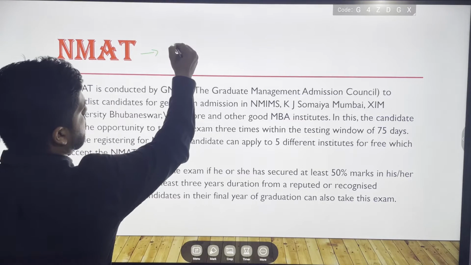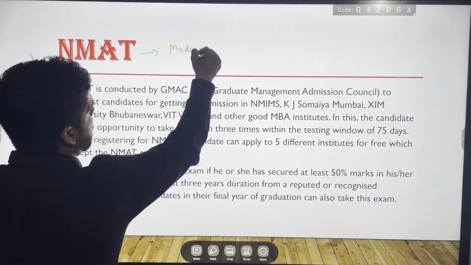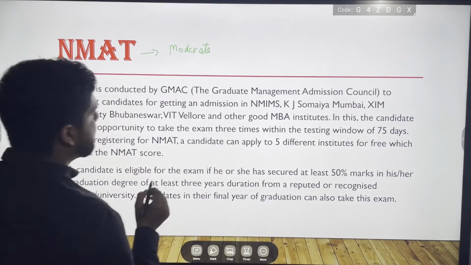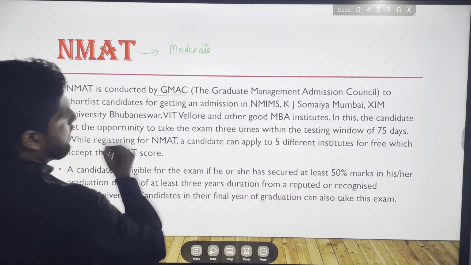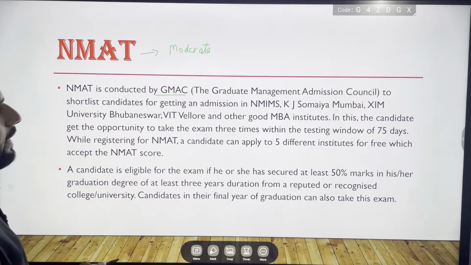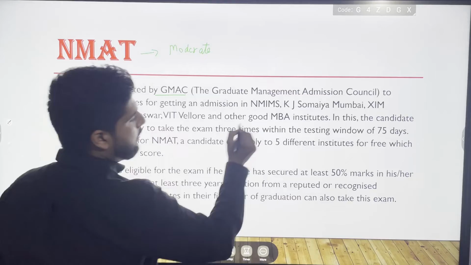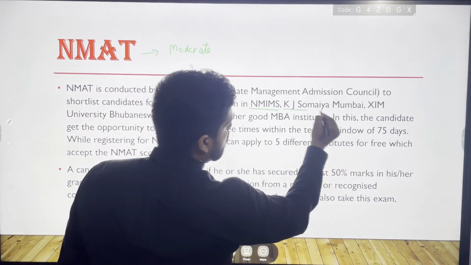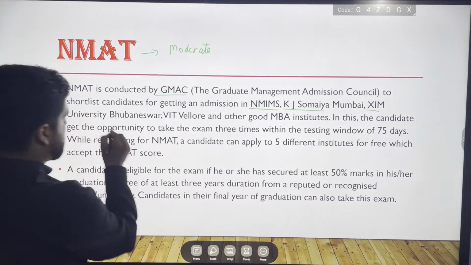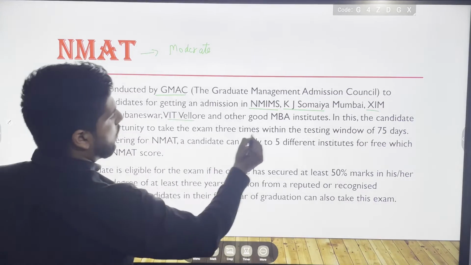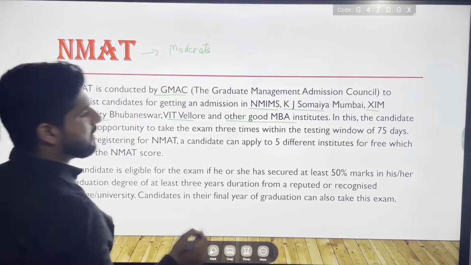Again the level moderate one, easy to moderate. Now this exam is conducted by GMAC, the Graduate Management Admission Council, to shortlist the candidates for getting an admission in NMIMS, KG Somaiya Mumbai, XIM University Bhubaneswar, VIT Vellore, and other good MBA institutes.